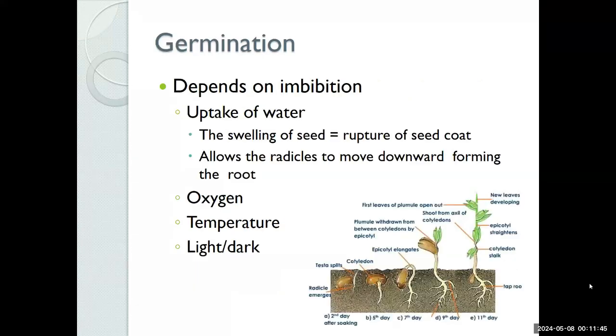The primary cue for germination, to break dormancy, is the uptake of water. By absorbing water, the seed will swell, and this breaks the seed coat. This creates a gap in which other cues can diffuse or osmose in. This also allows the radicles, which are primitive roots, to move downward and start transforming into the root structure. Other important cues for germination are oxygen amount, the overall temperature, and the balance between light and dark periods.